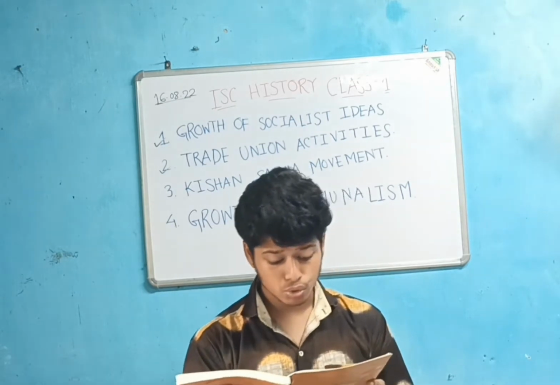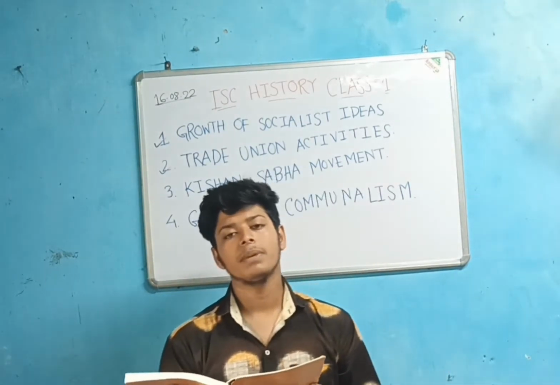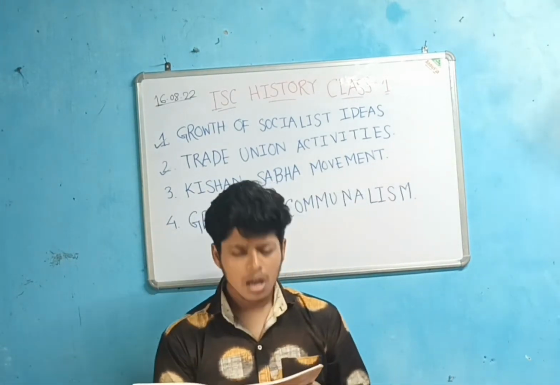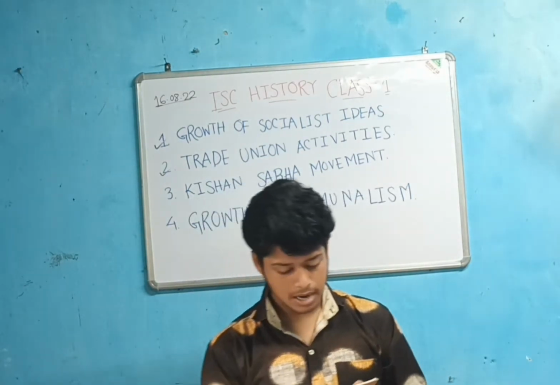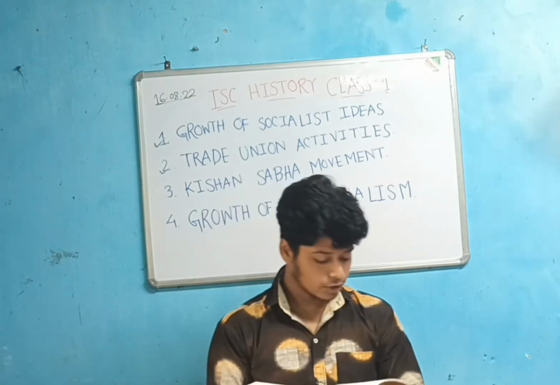Most of the jute, textile and tea industry was located between Bombay and Calcutta, which were the main industrialized centers of that time. The workers worked very hard, 15 and 16 hours a day, with no leave rules and no job security.